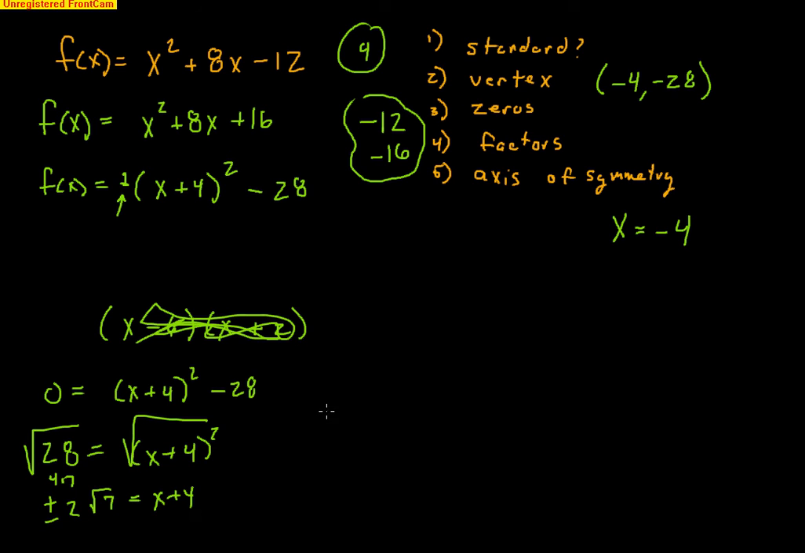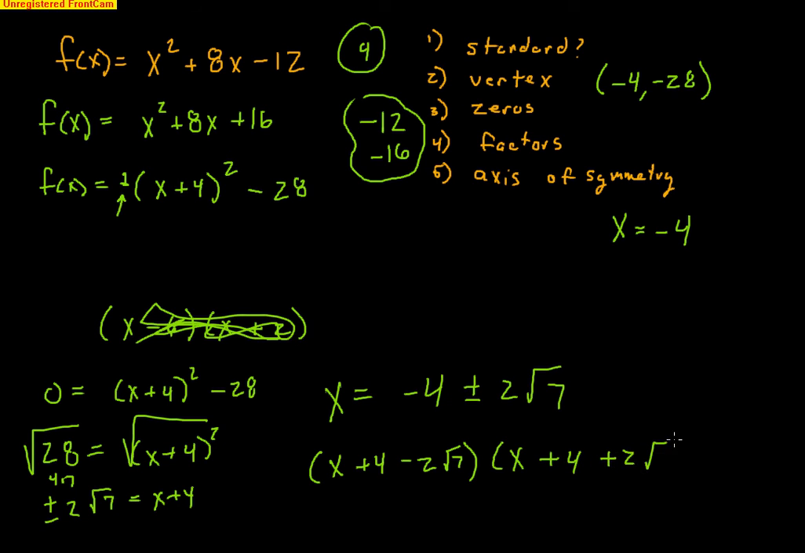Now I got to subtract 4 from both sides, so I get x equals negative 4 plus or minus 2 radical 7. Now notice how I put the negative 4 out in front. That's just the standard way that we like to look at it. So just please keep that in mind. And now that I got some zeros, I could also write my factors. So my factors would be x plus 4 minus 2 radical 7, and then x plus 4 plus 2 radical 7. Now remember, they always come in pairs, right?